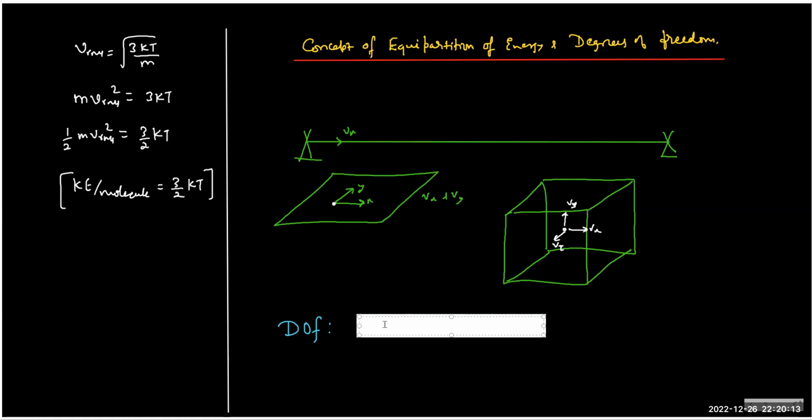So degrees of freedom, it is the minimum number of parameters required to explain the motion of any system. So degree of freedom is the minimum number of parameters required to explain the motion of any system.